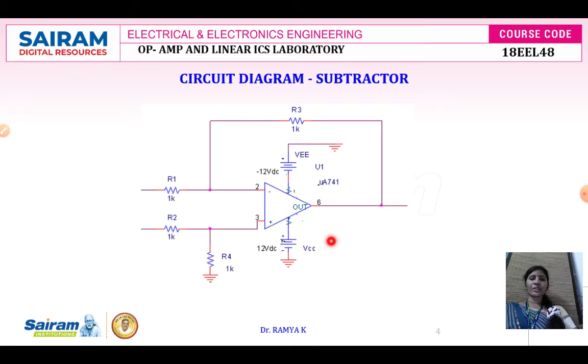The subtractor circuit gives the difference in magnitude between the two applied voltages. Here the two applied voltages are at pin number 2 and pin number 3. Pin number 2 we supply with one value of DC voltage, and pin number 3 with the other value of DC voltage. As usual, we connect plus VCC and minus VEE. This is the fourth pin, so we have given minus 12 volt, and this is the seventh pin, so we have given plus 12 volt, and the feedback resistance connected is R3, which is 1K.